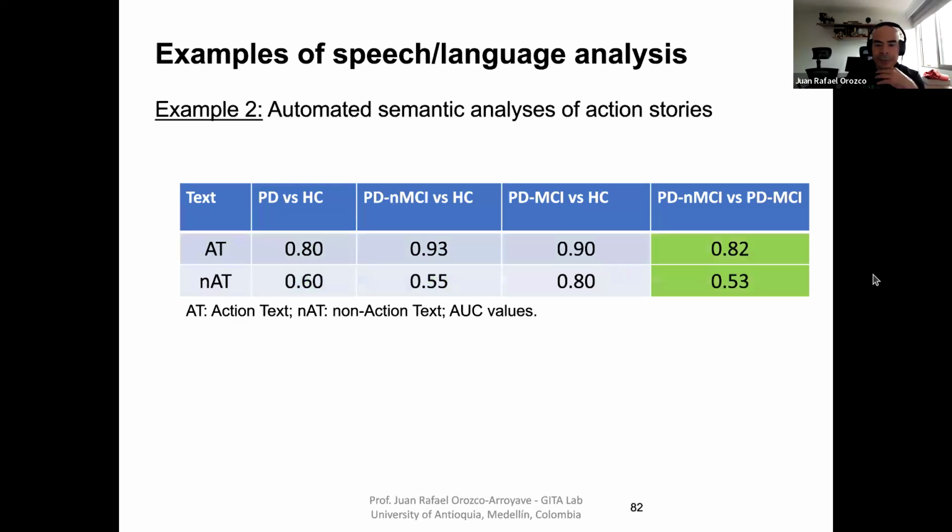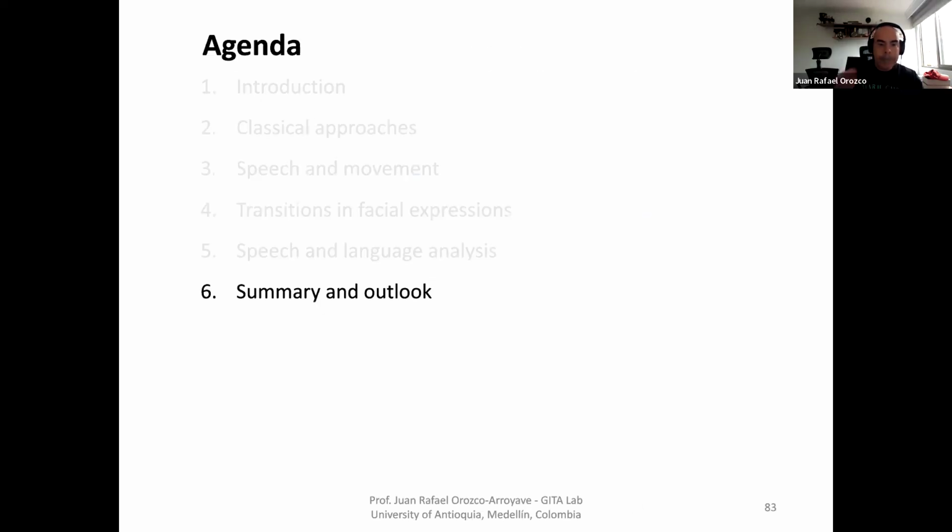Now, if you observe the results for the non-MCI patients versus the MCI patients, action verbs were the ones that really classified them. So in this case, that means that the task with a lot of action-related verbs is giving us the difference between the two patient groups. So now let me summarize.